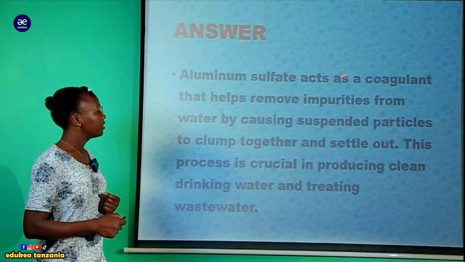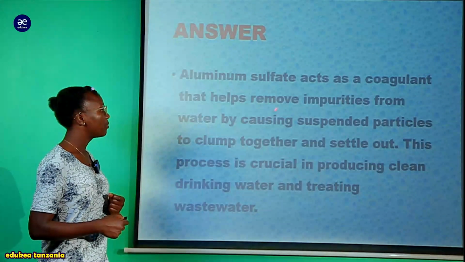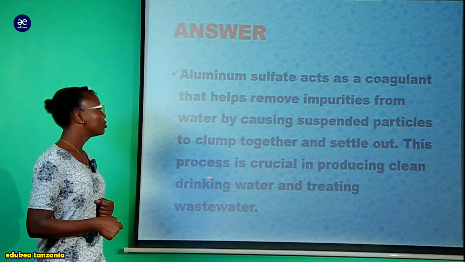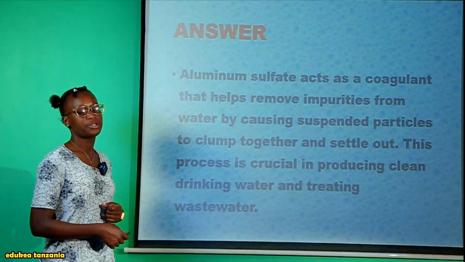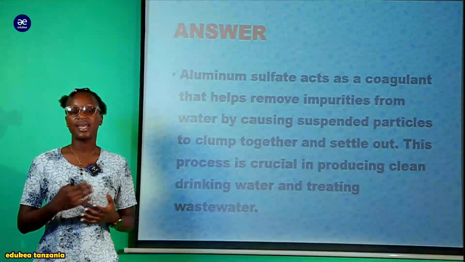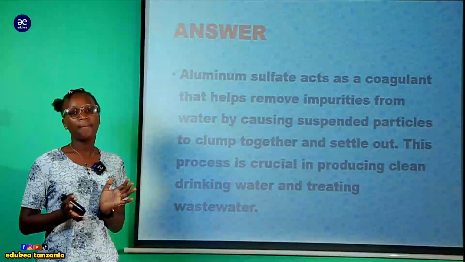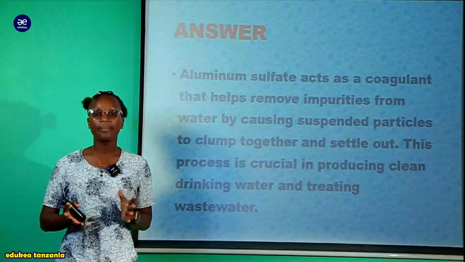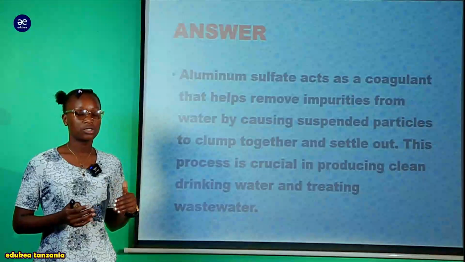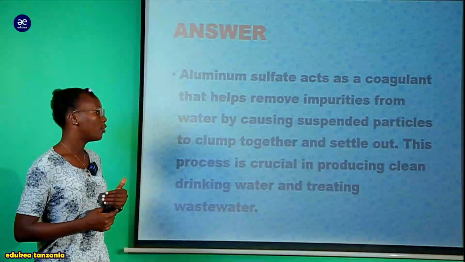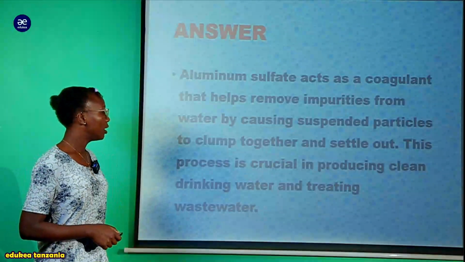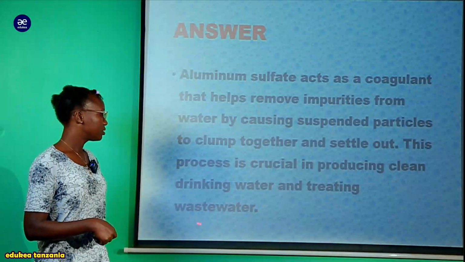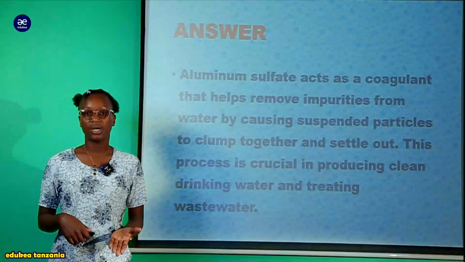So aluminum sulfate acts as a coagulant that help remove impurities from water by causing suspended particle to clump together and settle out. Kwamba hii aluminum sulfate inasaidia kuhakikisha kwamba those impurities or those undissolved particle in the water zinakuwa clumped together na inasaidia kuhakikisha kwamba zina settle sehemu moja. So this process is crucial in producing the clean drinking water and treating waste water. So it's very crucial katika kutreat water.